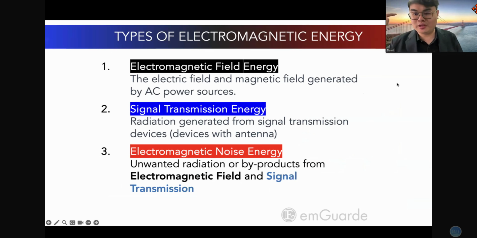All right, and the byproduct actually comes in the form of electromagnetic noise energy. It's coming from the first 2 energies, you see? So it's a byproduct, okay? And emGuarde is actually addressing energy number 3, which is the red one, the red color energy, okay?